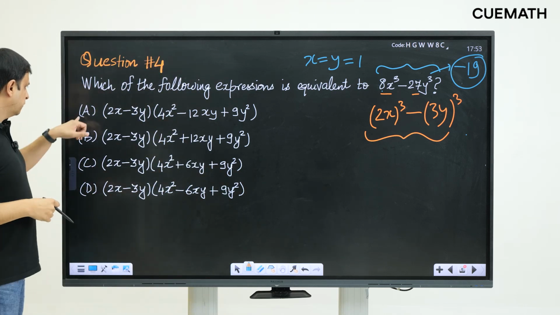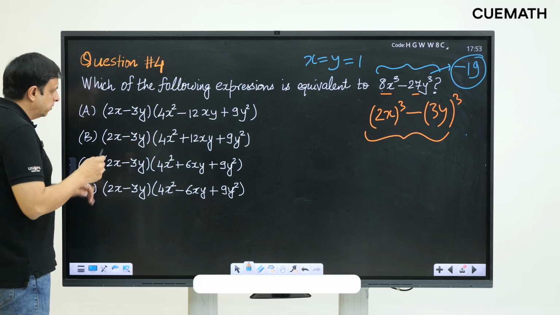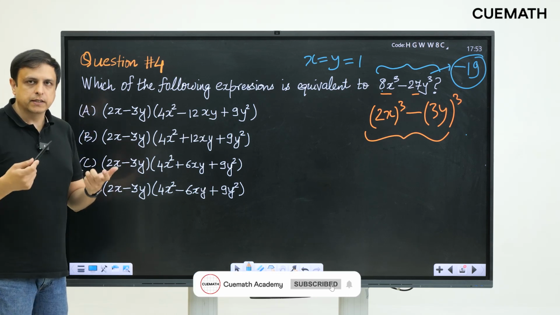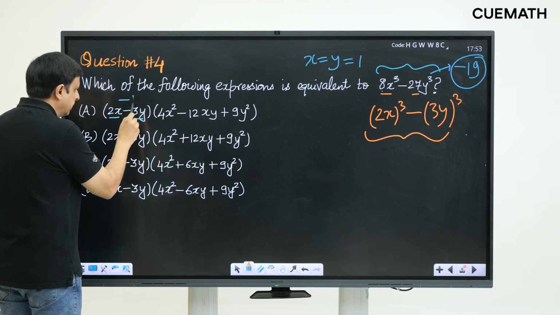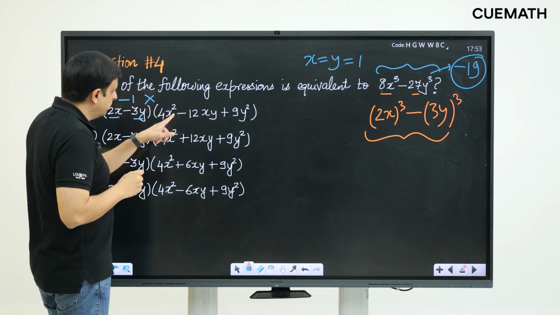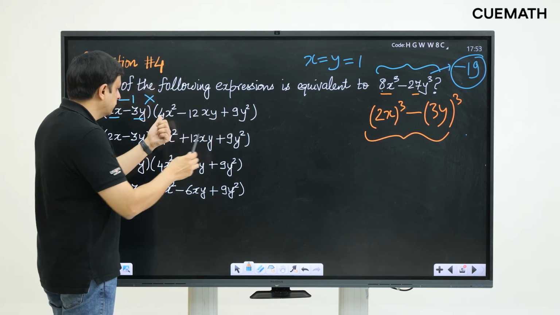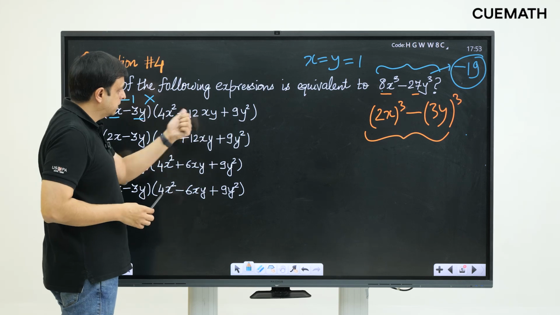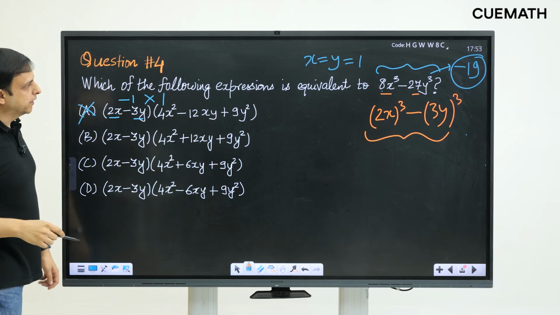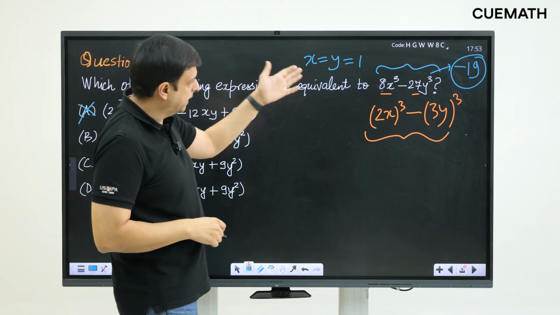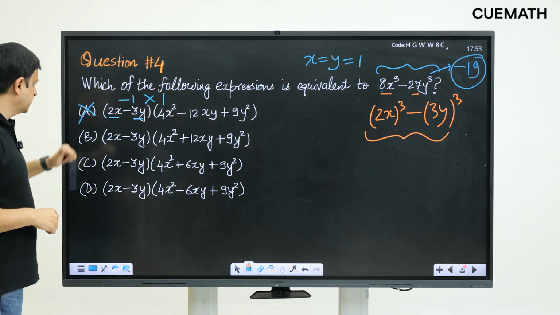So for the first one, I'm just substituting everywhere x equal to 1 and y equal to 1. So I get 2 minus 3, which is minus 1, times 4 minus 12 plus 9. So 4 plus 9 is 13, minus 12 is 1. So that's minus 1 into 1. That's not really what we need. We need a minus 19, and therefore option A doesn't work.